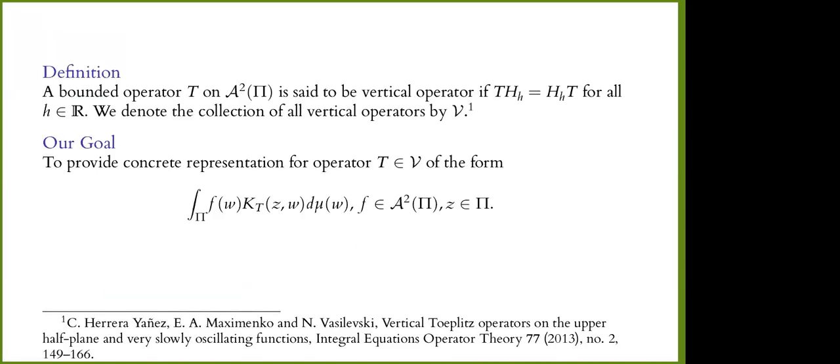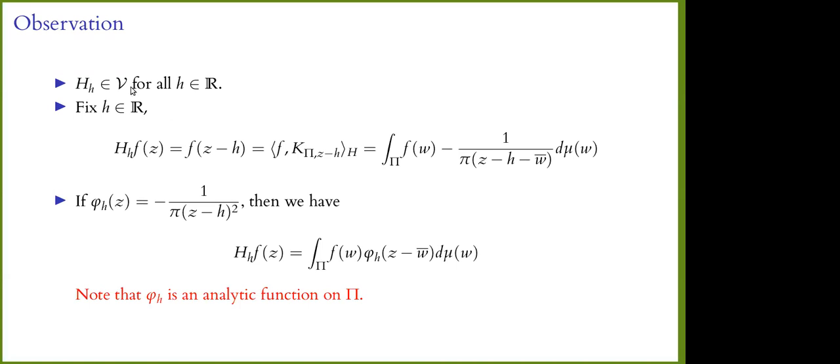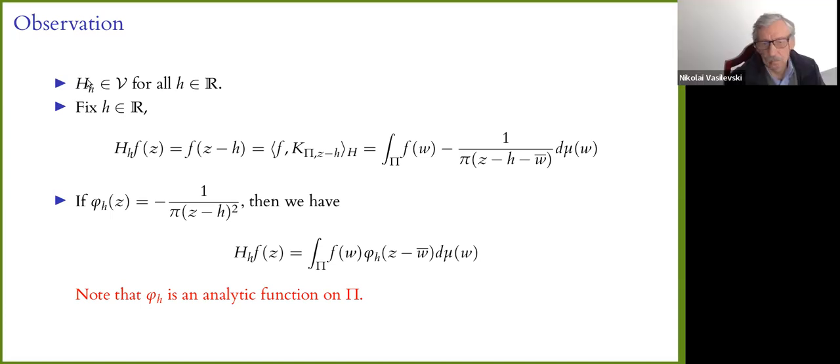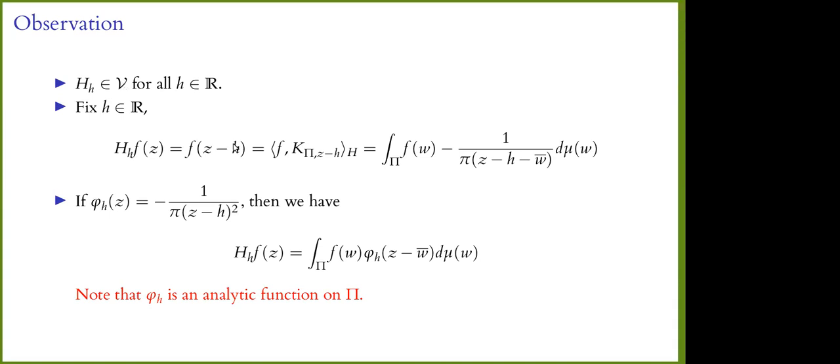Now, suppose we want to characterize the operators in this class; we should have some guess, to start with, of what kind of kernels to consider. What we observed is that whenever h belongs to R, the operators H_h also belong to the collection V. Since A²(Π) is a reproducing kernel Hilbert space, using the reproducing nature we could see that H_h f can be represented as an integral operator with the integral kernel precisely -1/π (z - h - w̄)². Here it should be (w̄)², and there is a typo.